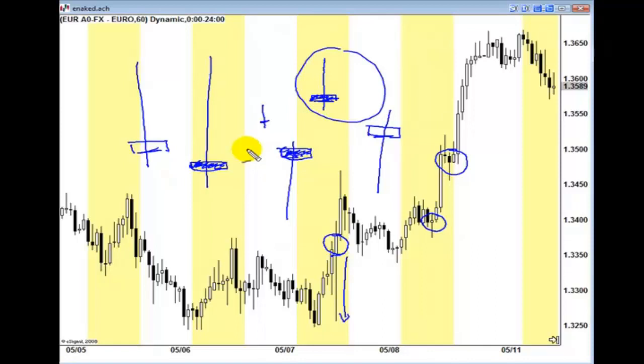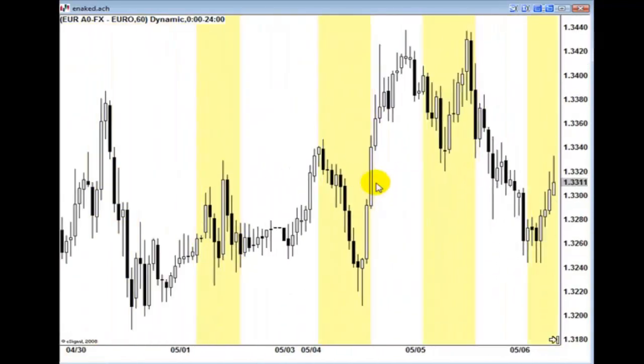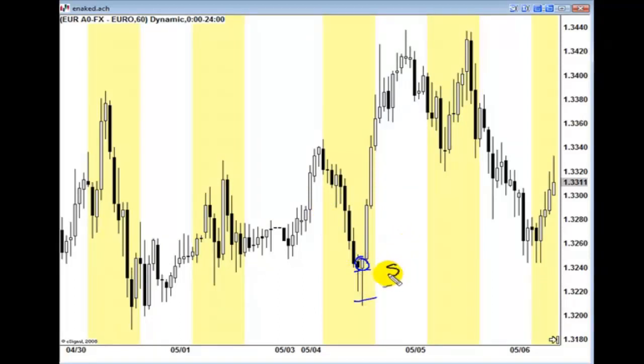Alright, so let's have a look at some more examples, and you'll get the hang of it as we go along. So there's another right there, small body and a large tail. In that case it's a spike low. There's another example, tiny candle body and a long wick or tail, and that's a spike high.